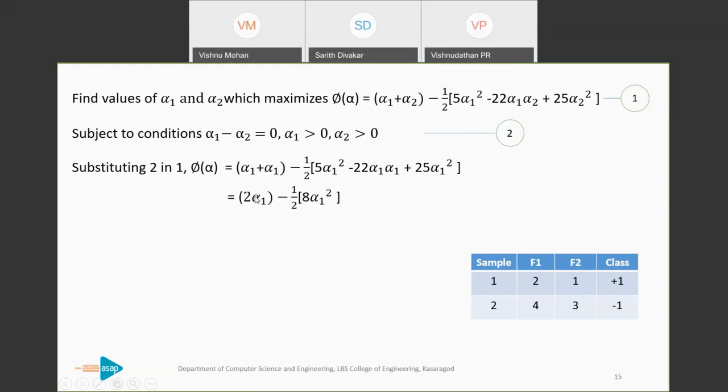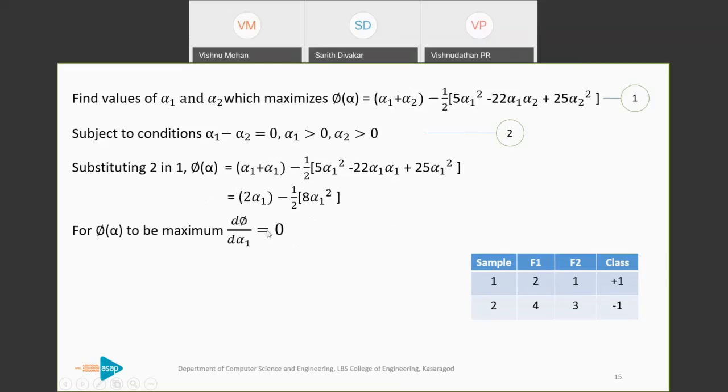When I substitute, this term will become 2 alpha 1 minus 1 by 2 into 8 alpha 1 square, minus 25 plus 5, 30, minus 22 alpha 1 square. So that will be 8 alpha 1 square. So your phi of alpha is 2 alpha 1 minus 1 by 2 into 8 alpha 1 square.